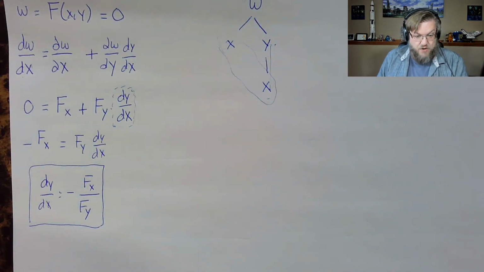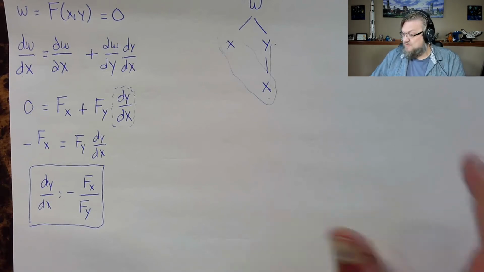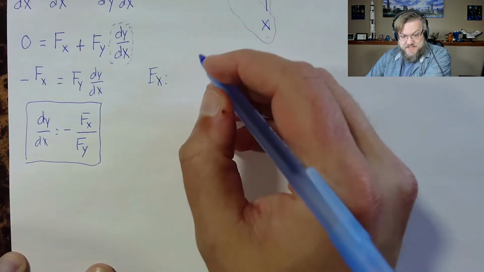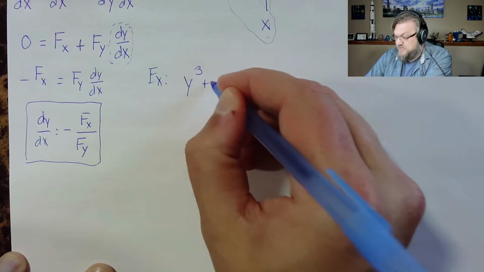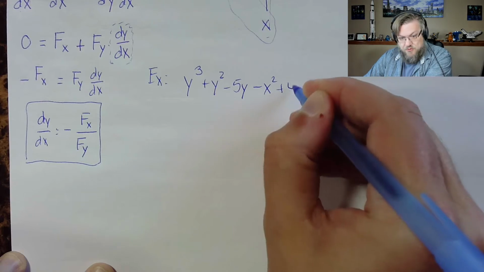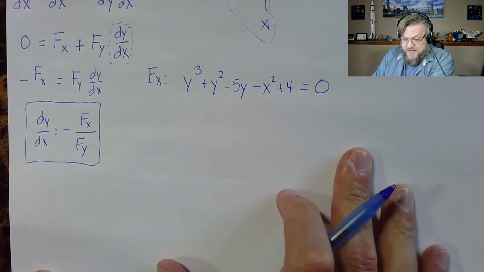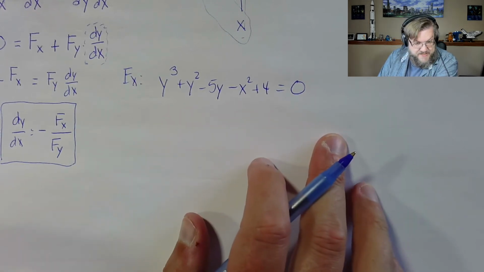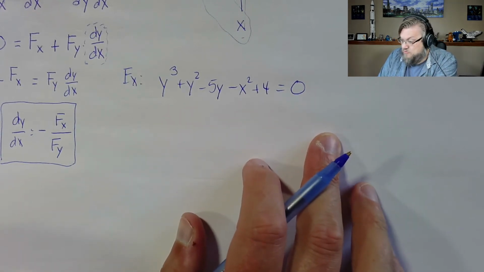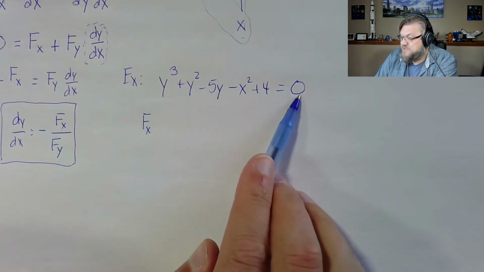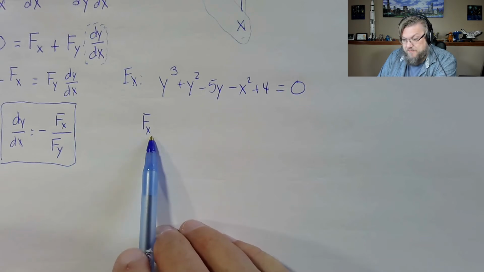And so now we have that very nice way of working with it, right? For example, if I have the following and I wanted to do this implicit differentiation, let's say I have y cubed plus y squared minus 5y minus x squared plus 4 equals 0. And I want to implicitly differentiate this and get dy dx. Well, I can now do it a real quick way. I can just say, okay, this left-hand side equals 0. Think of it as capital F.